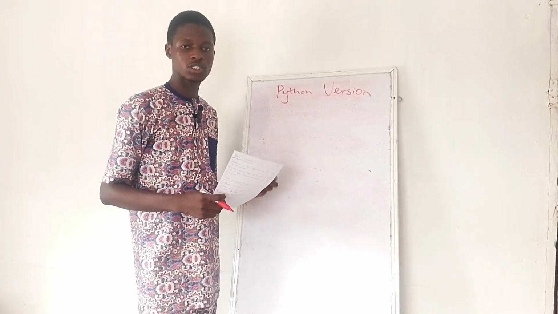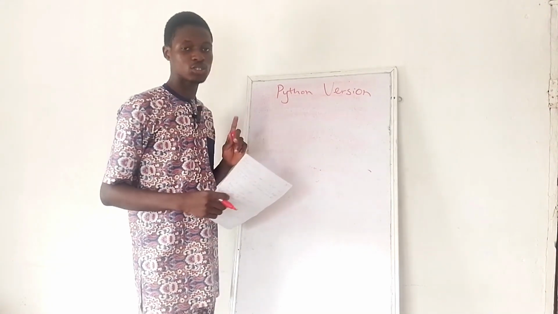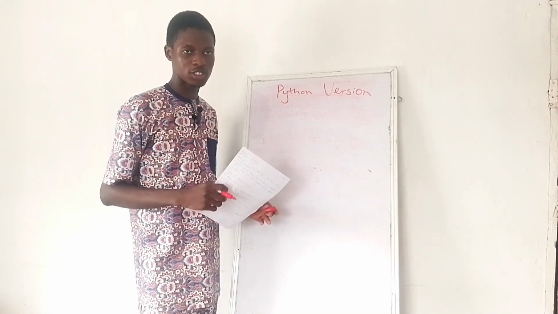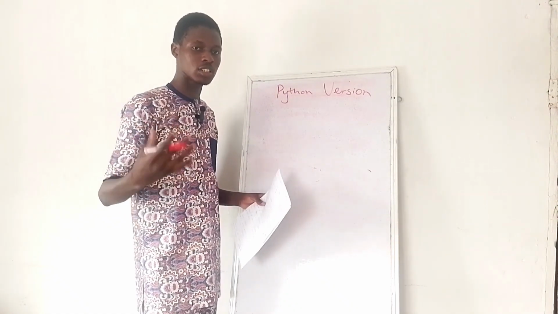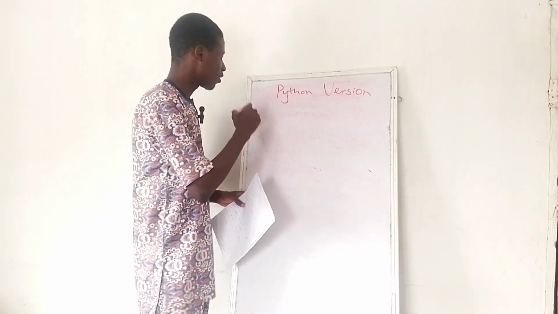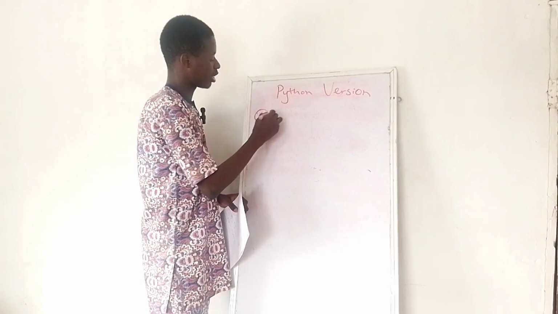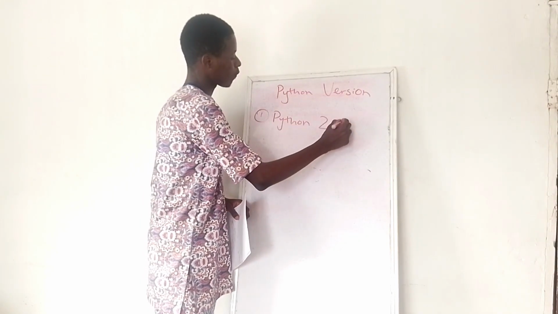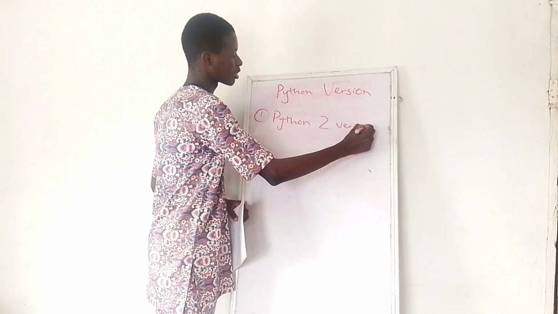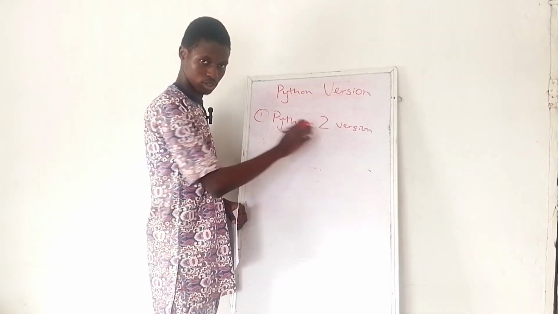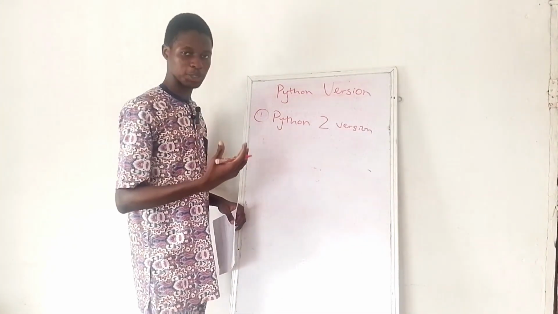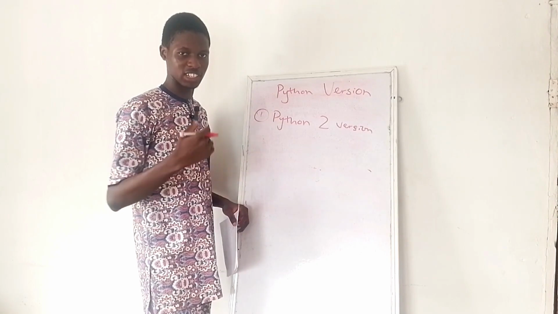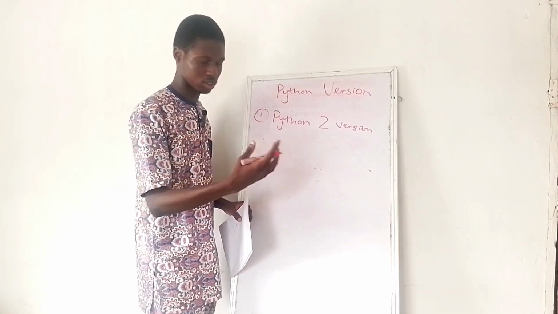So when it comes to Python, there are two versions of Python. When Python was being created, they created the first version, and it's Python 2. That's the name of version 2. Now this Python 2, they started writing it and it was getting work done.